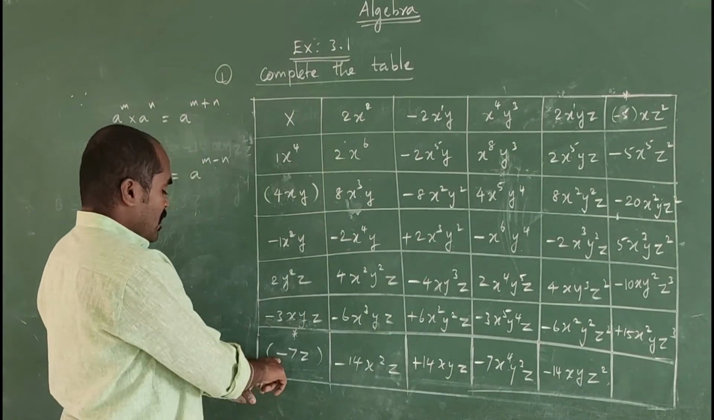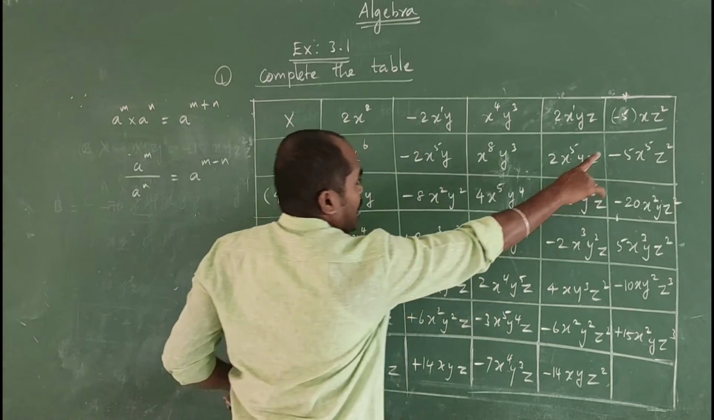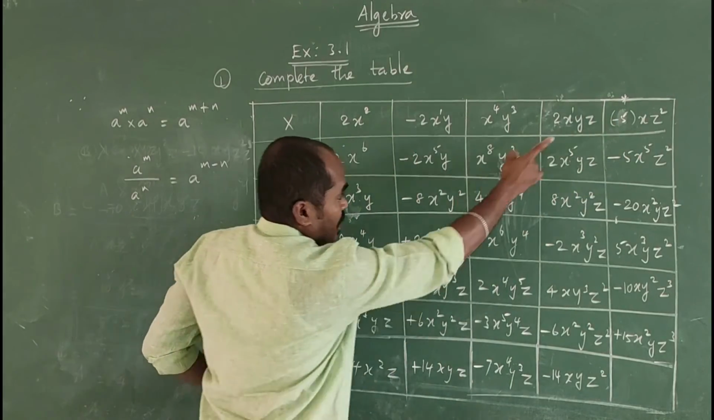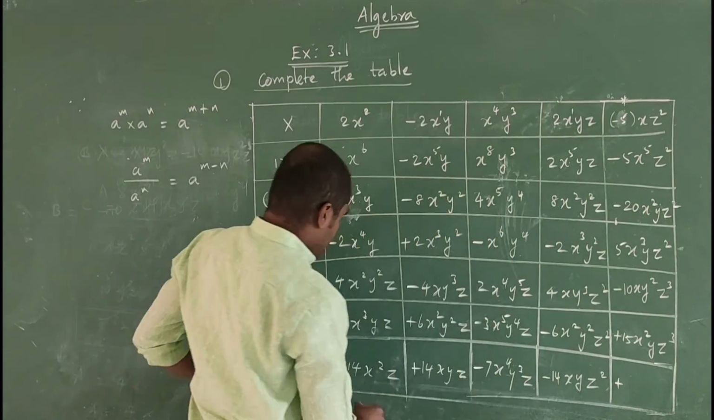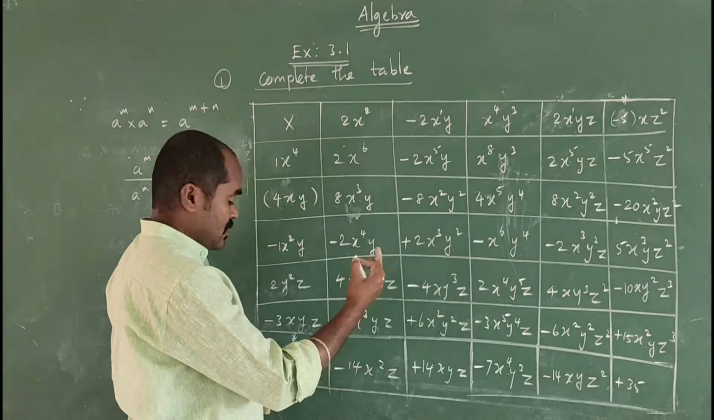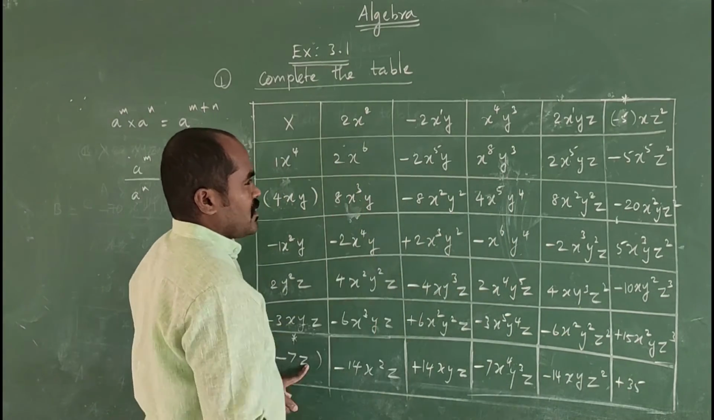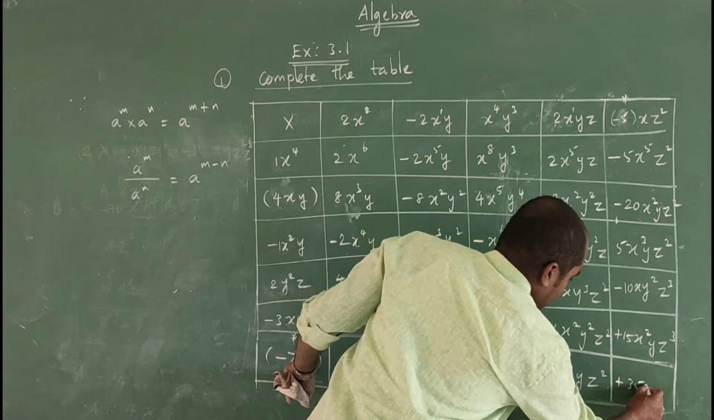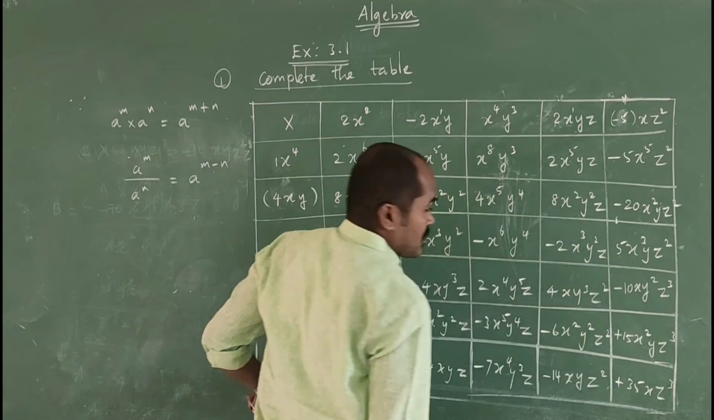So final one. Minus 7, here minus 5. So minus into minus is plus. 7 into 5 is 35. Z into z square is z cube. This is x z cube.